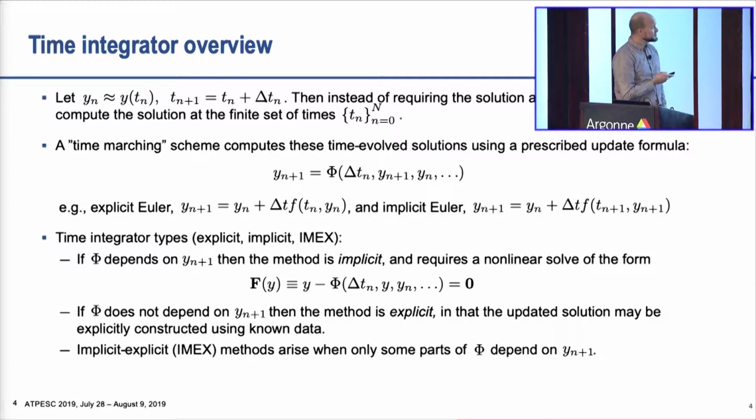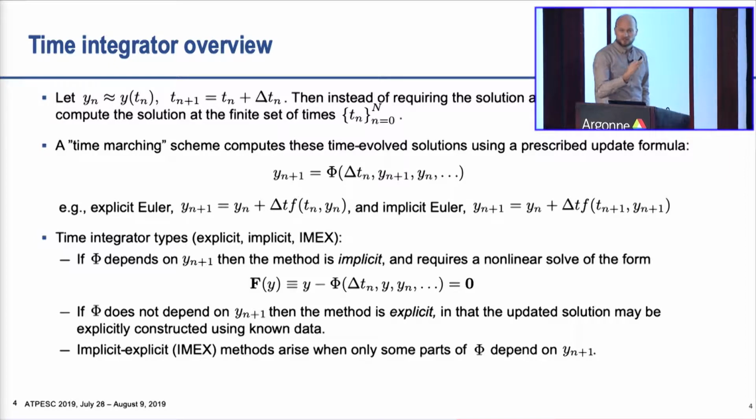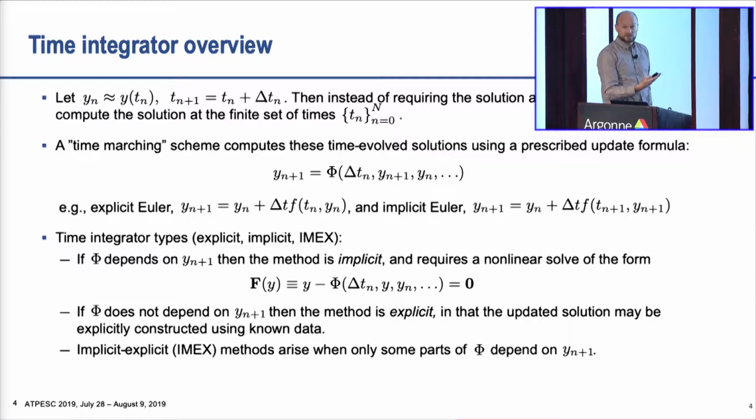So these time marching schemes will compute the new solution, y_{n+1}, using some formula that depends on the time step size you're using, the old data, y_n, maybe previous ones, y_{n-1}, y_{n-2}, et cetera. And maybe it also depends on the thing you're trying to compute as well. This increment function phi will encode the time stepping approach that you're trying to take.